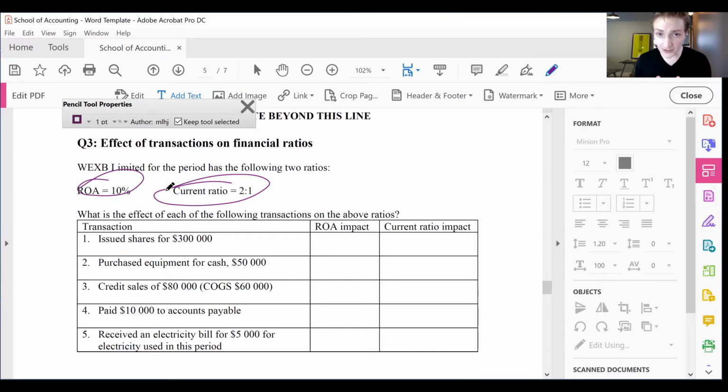And what you're being asked here is what is the impact of various transactions on each of the ROA and the current ratio. Now, the actual levels of these ratios are going to be important, in particular the level of the current ratio, and you will see why in a second. So in our first transaction here, the firm has issued $300,000 of shares. So what is this going to do?